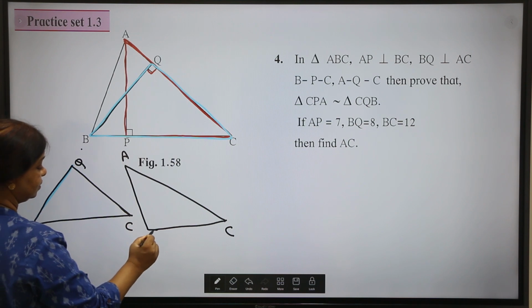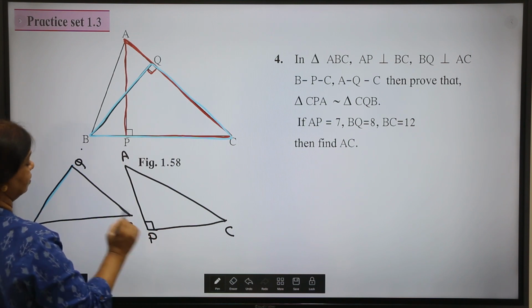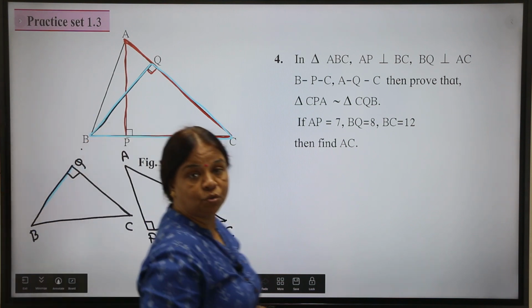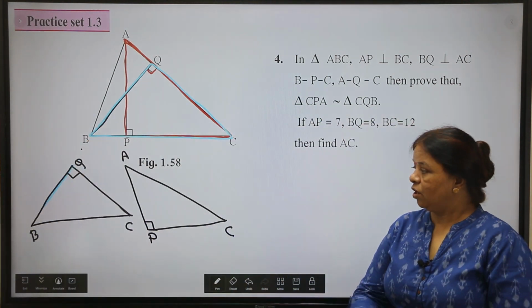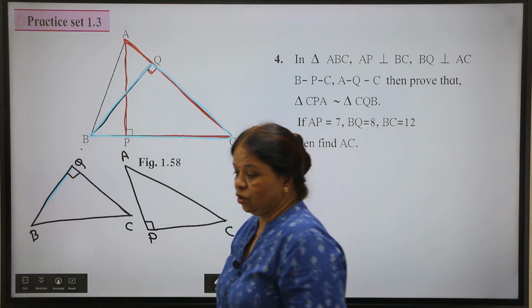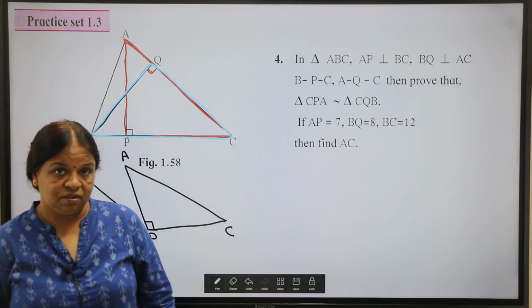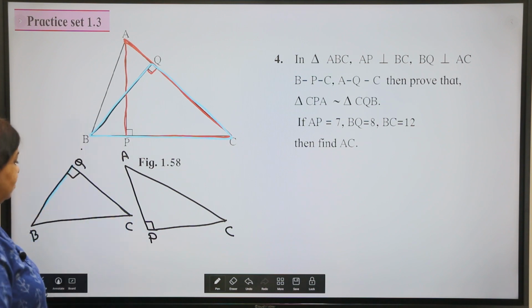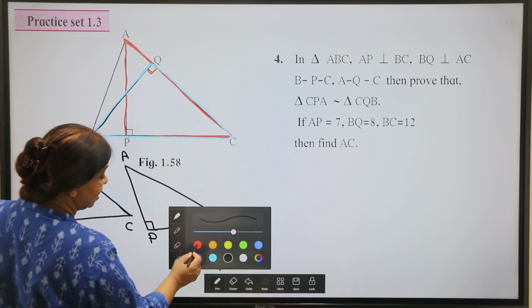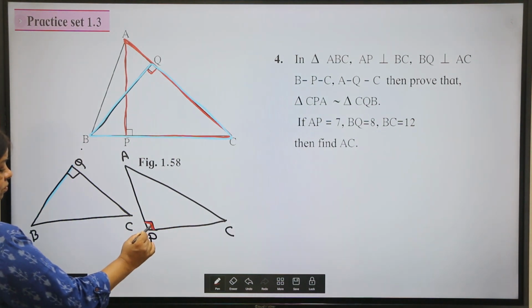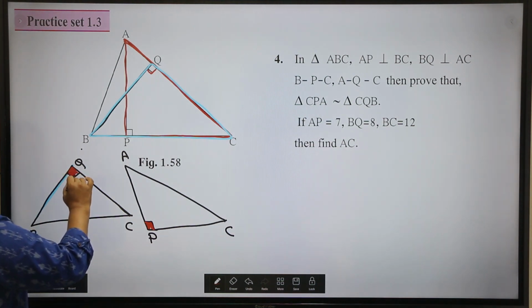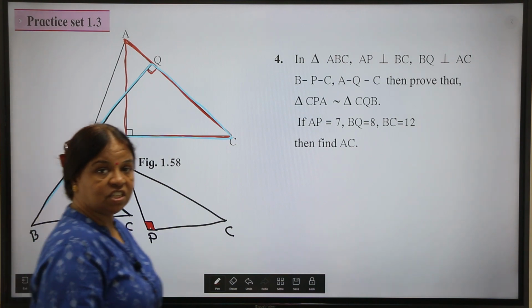This is CQB and this is CAP, and we need to prove them similar. Looking at the figure, to prove any two triangles similar, children, a minimum of two angles are needed to be equal. So here when we look at the figure, we can easily say which angles are equal. Angle P is equal to angle Q. Clear? Which other angle is equal?